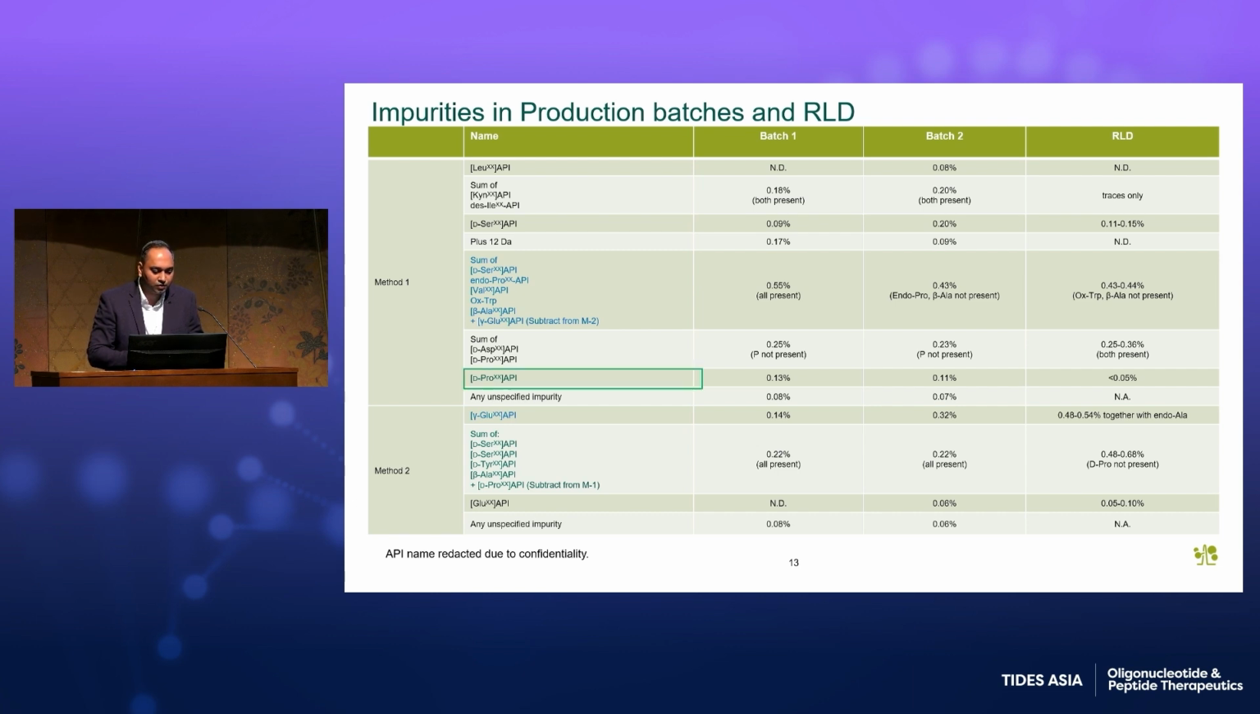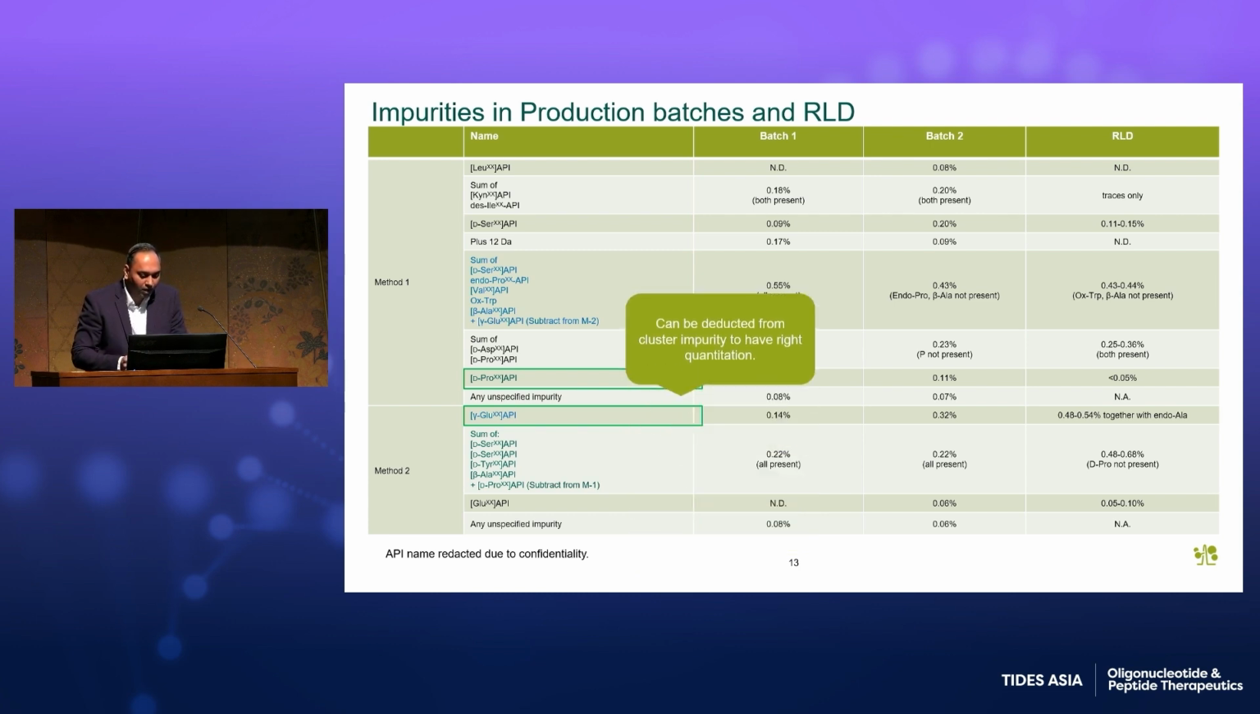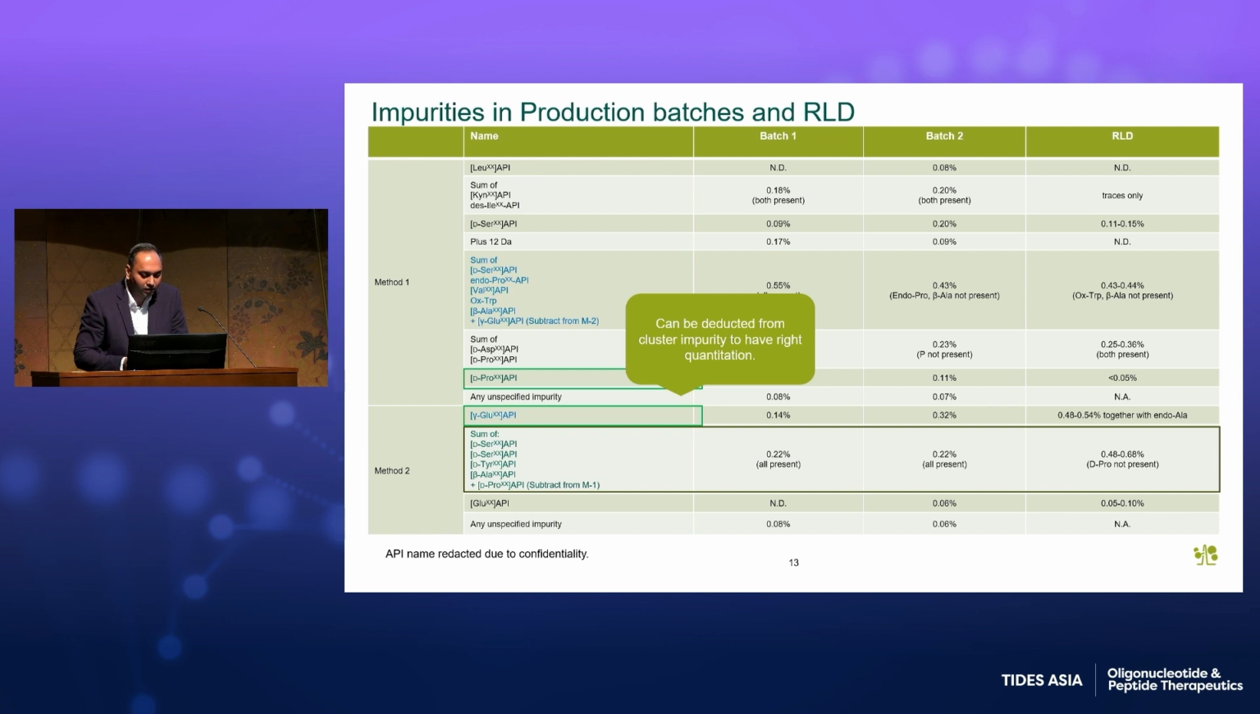So you will see that these 2 impurities which were co-eluting were separated. So basically you have all these impurities at 0.98 RRT and all these isomeric impurities at 1.06 RRT. And these 2 impurities were separated, but these are co-eluting. So gamma glue is there in the first blue, and dipro is there in this co-elution. So we can subtract this level so as to have a right quantification. It can be deducted from the cluster impurity to have right quantification.